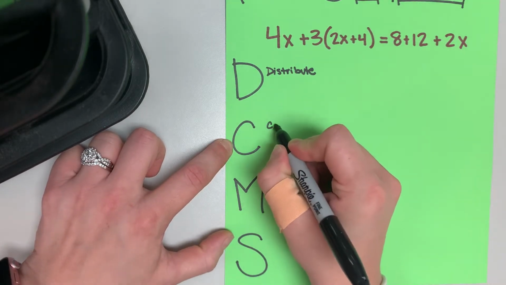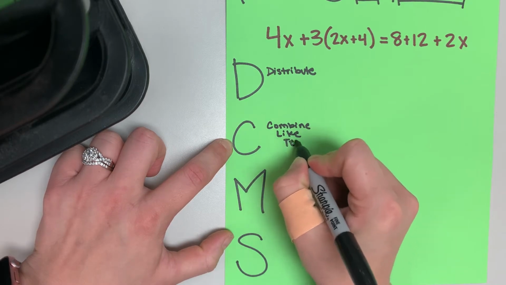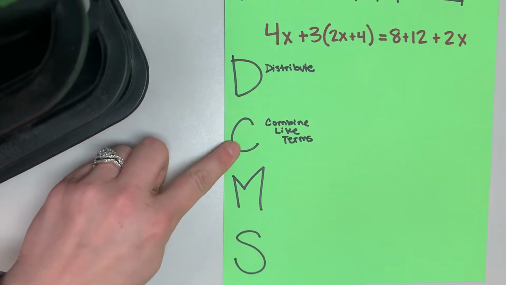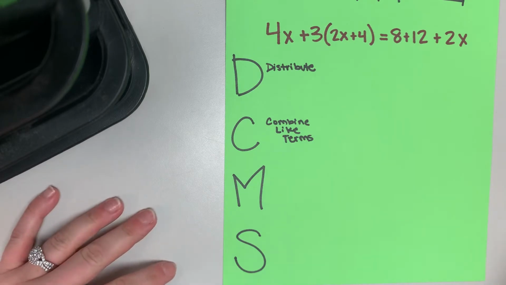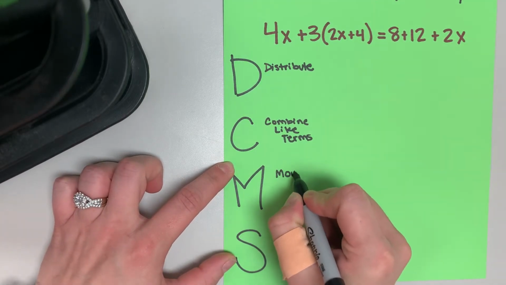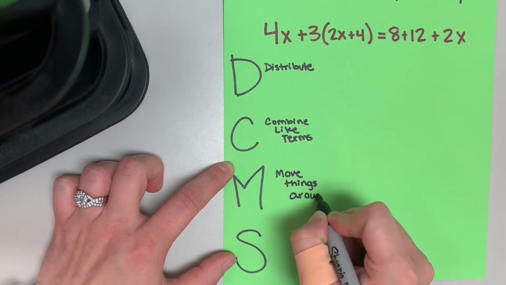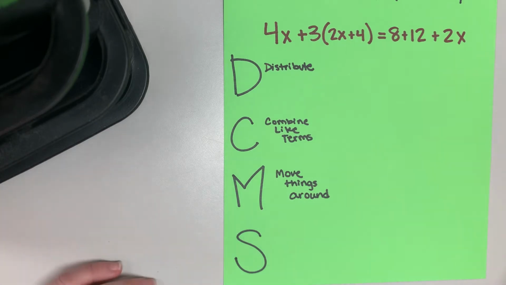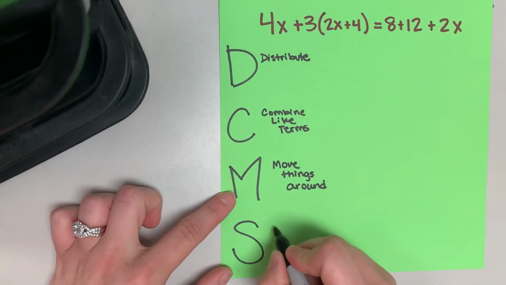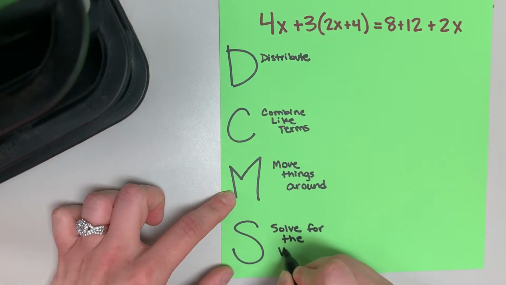C is combine like terms. So after you distribute, you always want to combine like terms. Everything on the left that goes together, everything on the right that goes together. Next, you want to move things around. And there's a particular way that you want to move things. You want to move all of your variables to one side and your constants to the other side. And the last thing that you are going to do is solve for the variable.